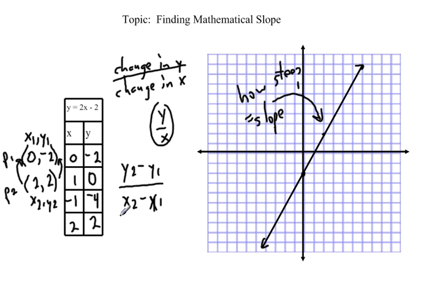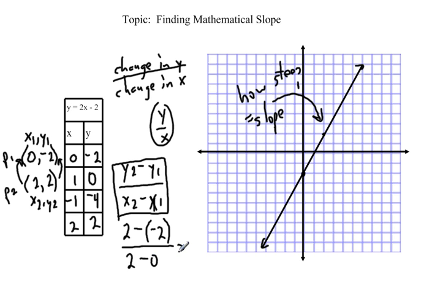So if I wanted to convert this into numbers, I'm going to choose the second y, which is 2. I'm going to subtract the first y, which was -2. And watch your double negative signs. That's an easy place to get mixed up. Underneath that, I'm going to start back at my second pair with my 2 here. And I'm going to subtract the first x, which is 0. Now 2 minus -2, that's the same as saying 2 plus 2. So that's 4. Underneath you've got 2 minus 0, which is 2.